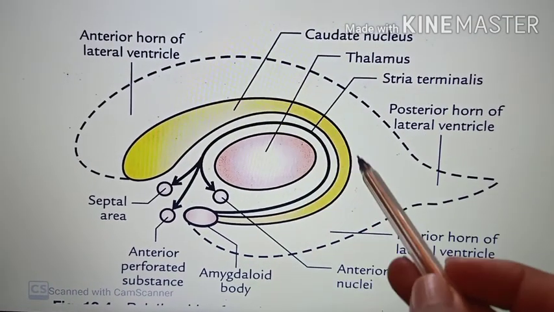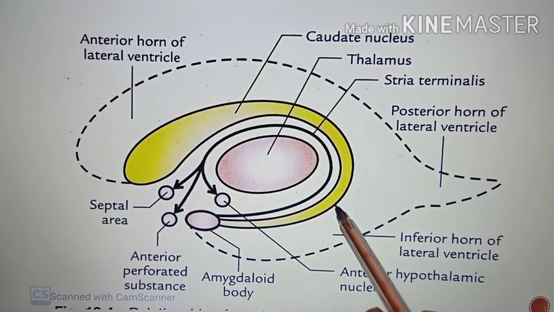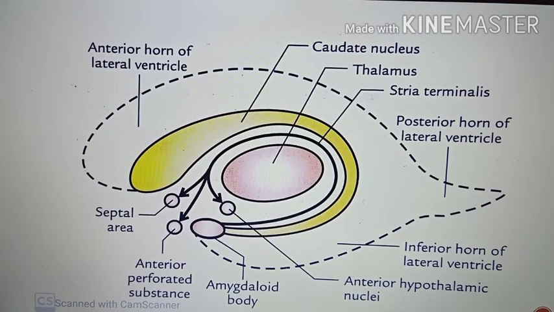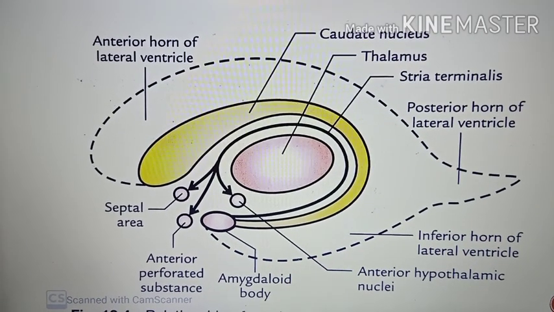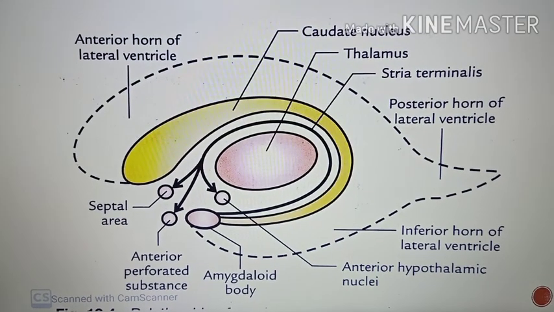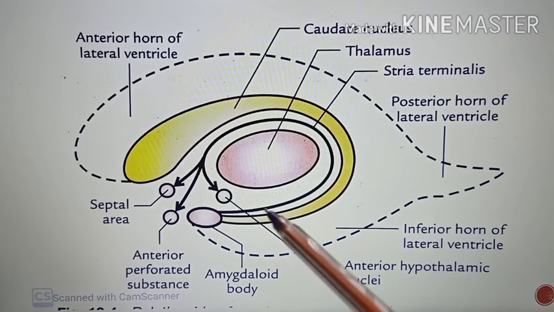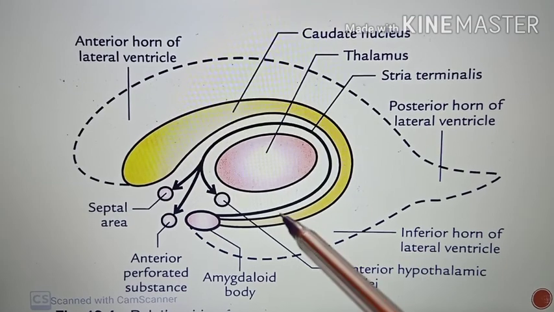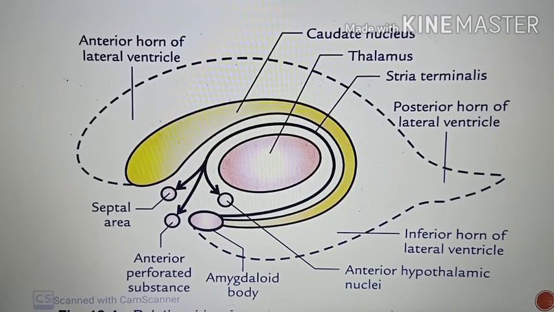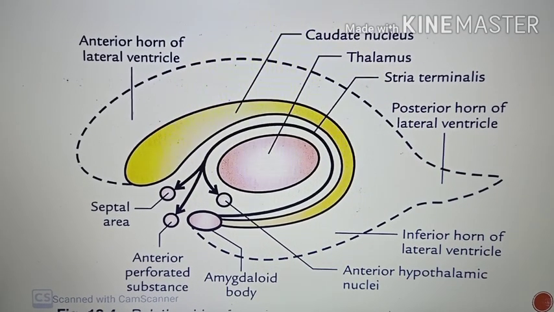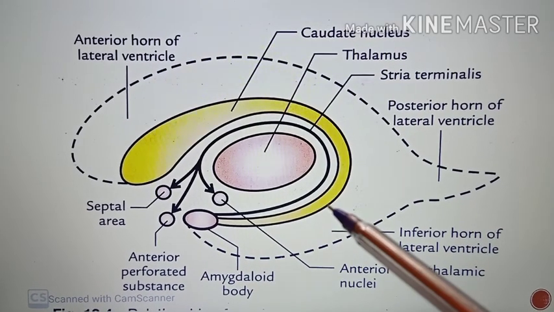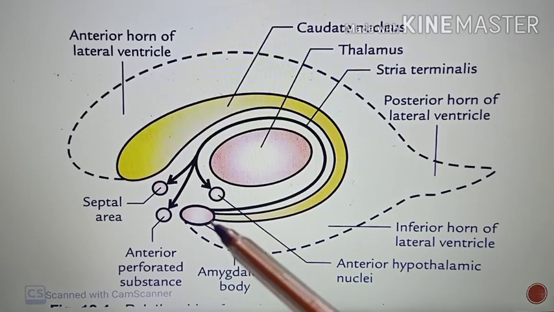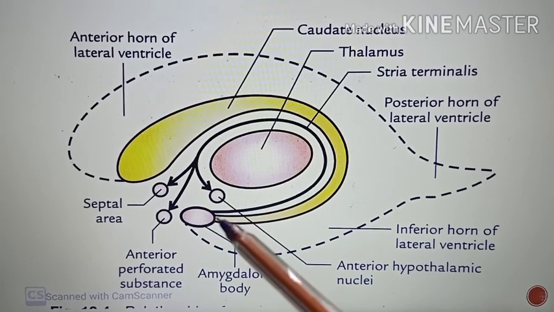The body of the caudate nucleus is long and narrow and forms the floor of the central part of lateral ventricle. Here you see the tail. The tail is long and slender and forms the roof of the inferior horn of the lateral ventricle. It terminates anteriorly into the amygdaloid body.